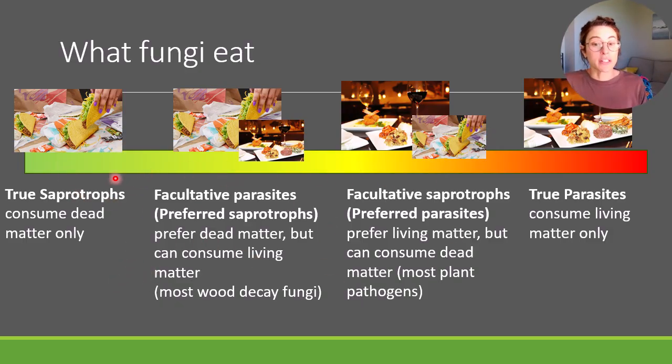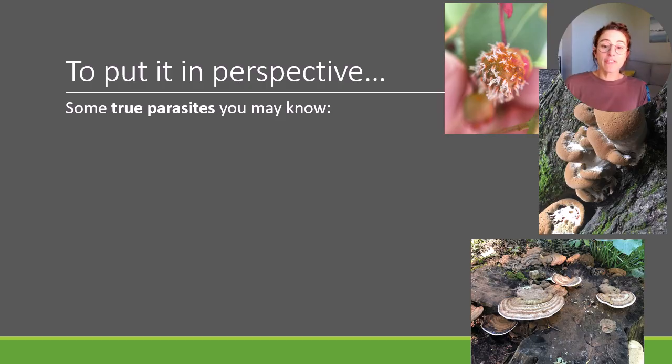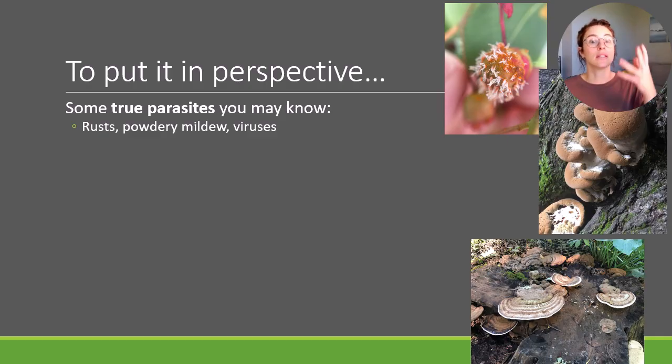So I just want us to understand more specifically that most wood decay fungi are actually not parasites, true parasites. They are more this liminal space in between saprotrophs and parasites. And to put it further in perspective, allow me to give you some examples of some diseases that you may be aware of that fit into these categories. So some true parasites or obligate parasites that you may be aware of: the rusts, powdery mildew, and viruses. These are diseases that only feed on living hosts.